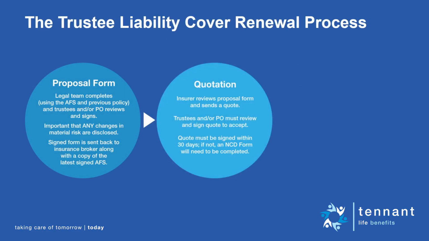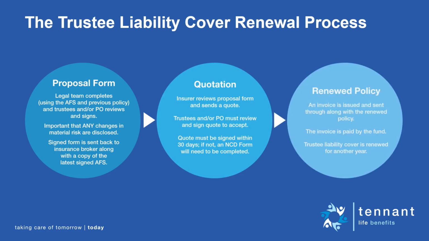The signed and completed proposal then gets sent to Van Flyman along with a copy of the latest signed annual financial statements. The insurer, which is CAMAG in most cases, will then issue a quotation which will need to be signed by a trustee or principal officer as proof of acceptance. It is important to note that trustees must sign the quotation within 30 days. If they do not, a no-claim declaration form will need to be completed and returned along with the signed quote. The signed quotation is sent in and an invoice is issued along with a copy of the renewal policy. The final invoice will be paid by the fund and the cover will then be renewed for another year.